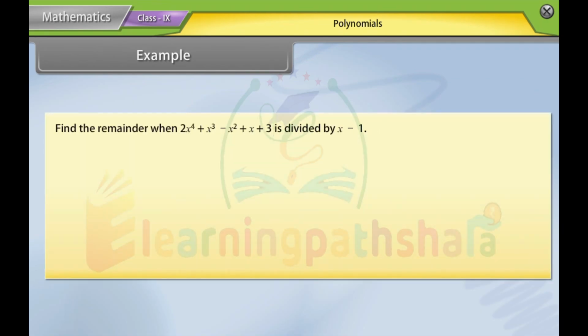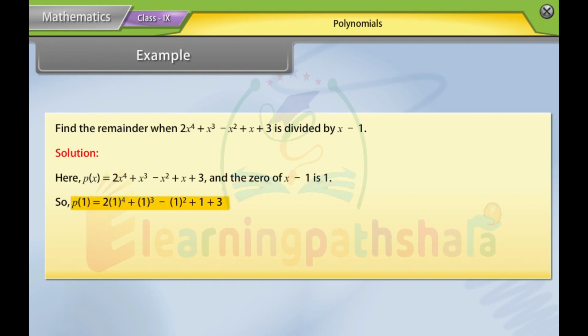Find the remainder when 2x raised to the power 4 plus x raised to the power 3 minus x square plus x plus 3 is divided by x minus 1. Solution. Here p(x) is equal to 2x raised to the power 4 plus x cube minus x square plus x plus 3, and the zero of x minus 1 is 1.